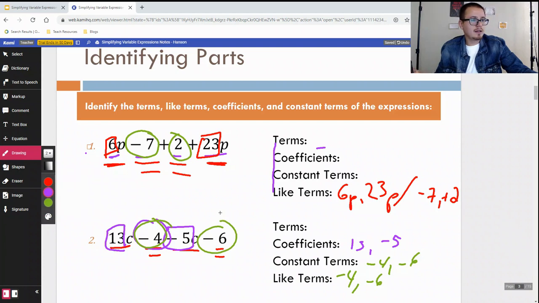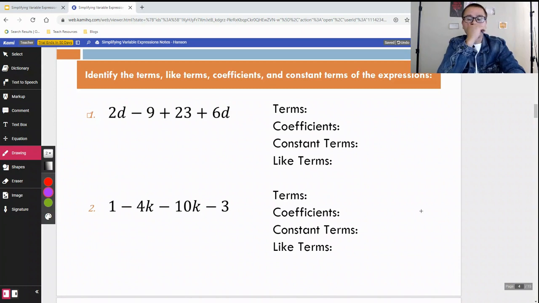And then you got your coefficient terms, your variable terms, 13c, -5c. Boom. So hopefully you got the same answers as me. If not, you might want to pause right now, write down some questions, hit me up in a second. Well, here's some more practice.